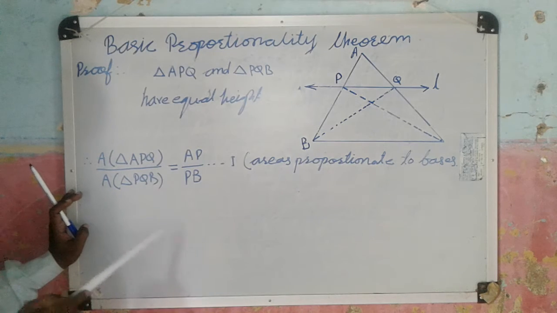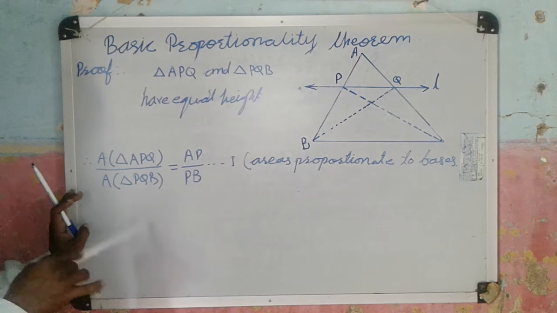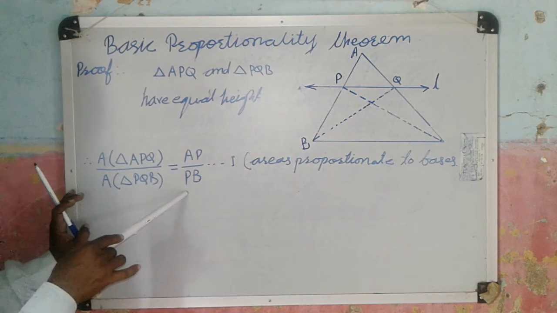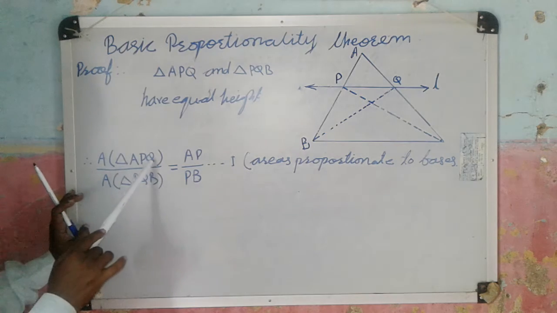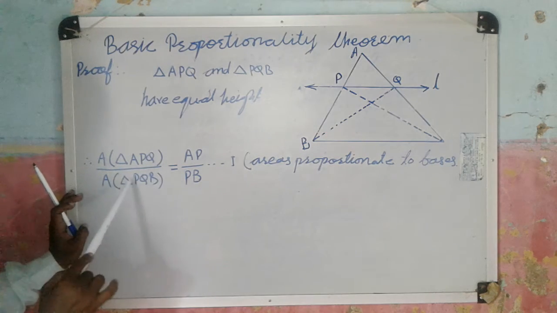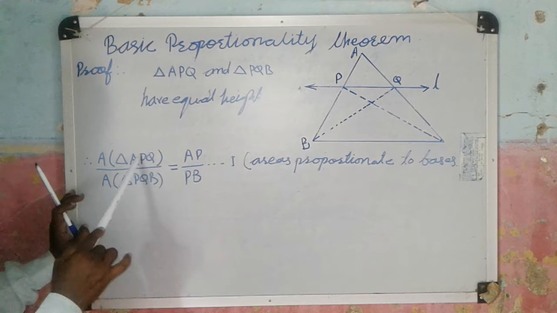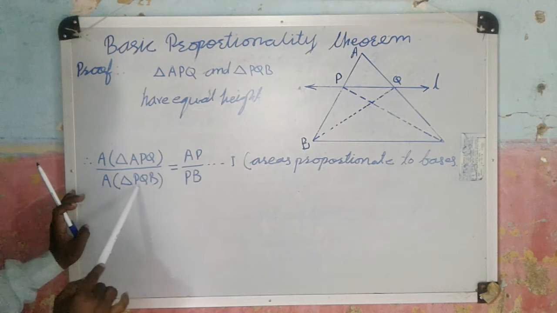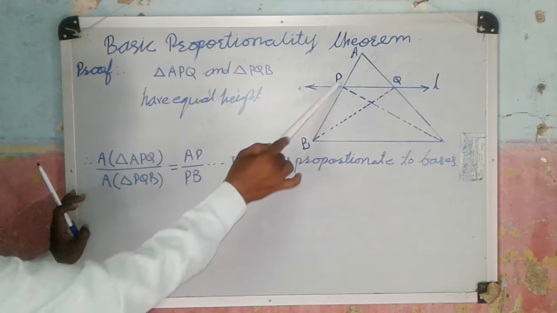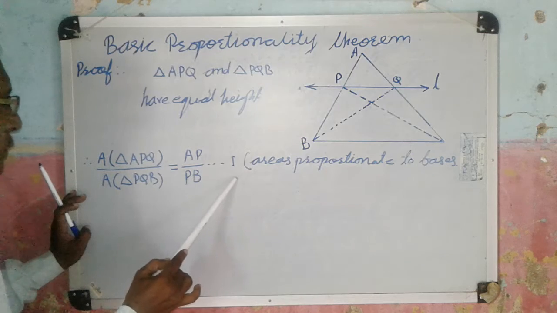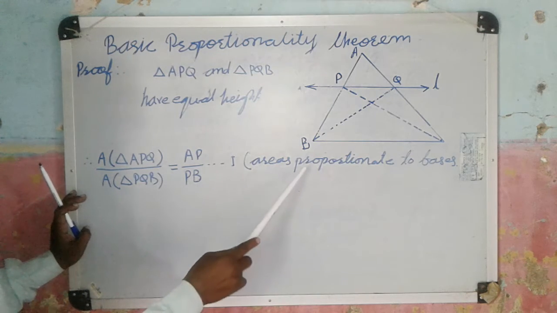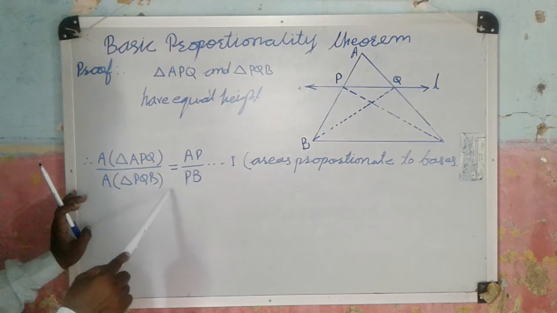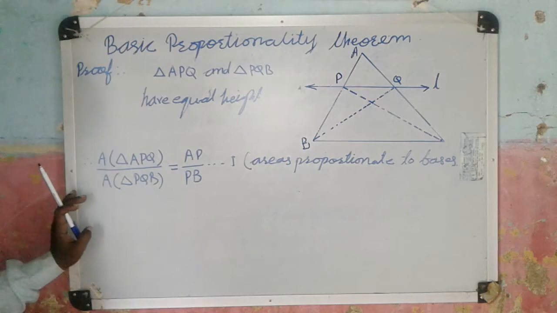Therefore, the ratio of their areas will be equal to the ratio of their corresponding bases. That means area of triangle APQ upon area of triangle PQB is equal to base of triangle APQ, AP, upon base of triangle PQB, that means PB. This is statement first. The reason for this statement is areas are proportional to bases, because these triangles have equal heights.